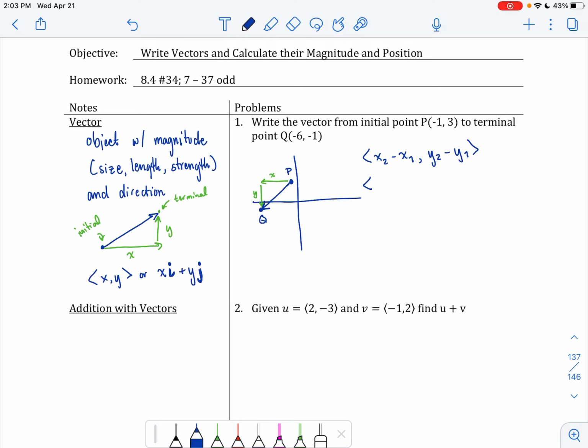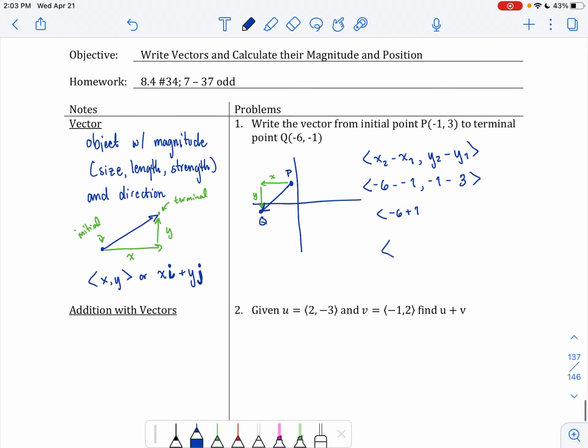we've got -6 minus -1, and -1, not a comma, minus 3. So -6, this becomes -6 plus 1. So -5, which would make sense based on this drawing. Our horizontal component is going negative this way, 5 spaces. And our vertical component is going down 4. So again, you can think about it just like slope.